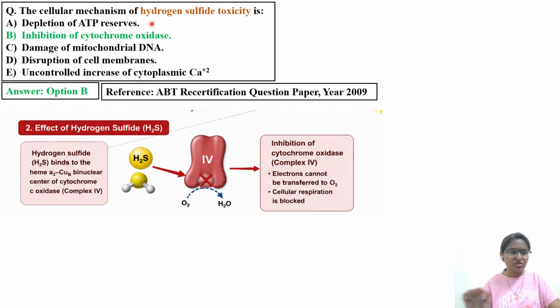So for the other options also, you pause and see. Depletion of ATP reserves is applicable to which type? Damage of mitochondrial DNA, disruption of cell membrane, uncontrolled release of calcium. In which type of poisoning these are applicable, that you read.